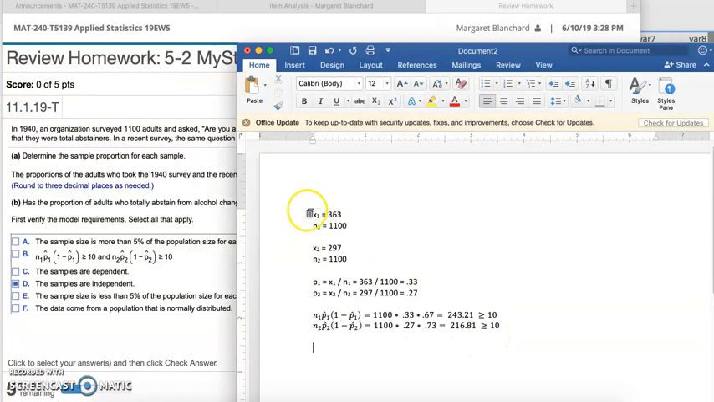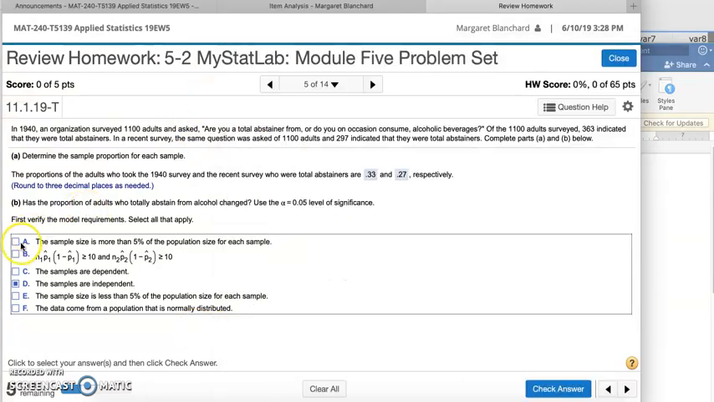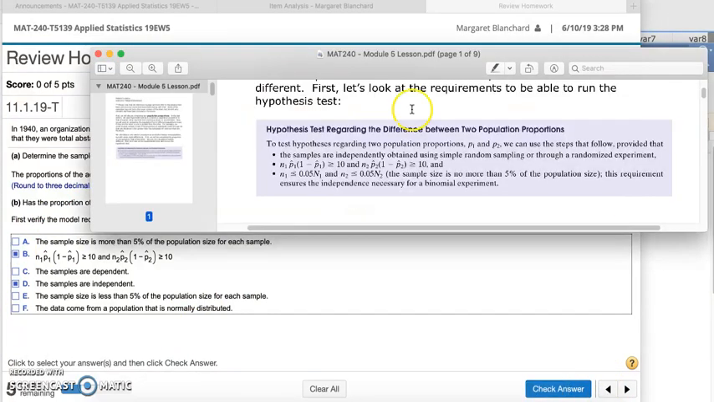Again, those numbers just came from our samples. So that P1 and P2 we found, and then 1 minus P2, it's just subtracting. So when we subtract, we get that 0.73. So both of those we can verify. So let's go back. That would be the second one there. And then let's look at our requirement again.